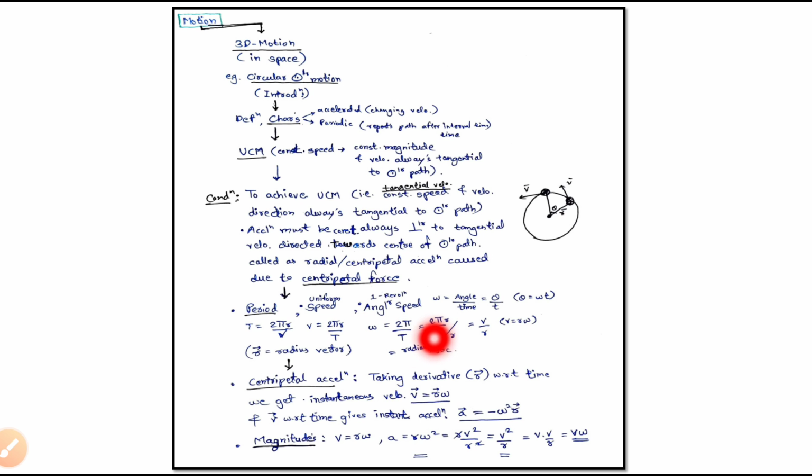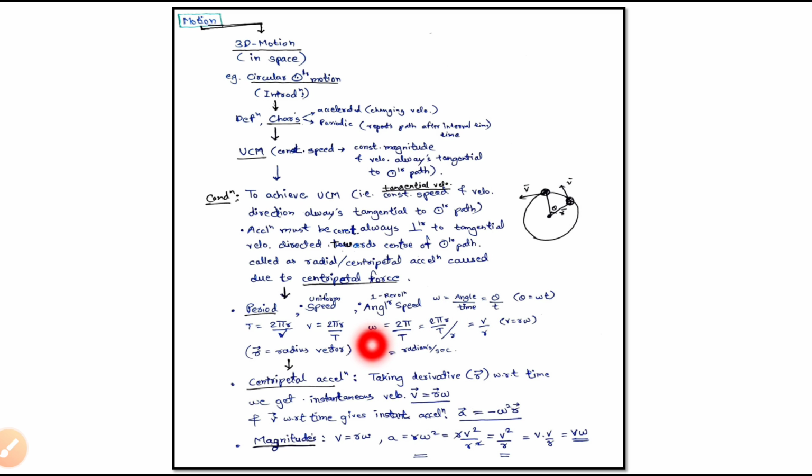Then we have gone through angular speed, that is omega is equal to angle upon time, that is this angle is considered in time, so theta upon t. So from this equation we have got theta is equal to omega t. Further, we have taken derivative with respect to time and we have got certain equations.